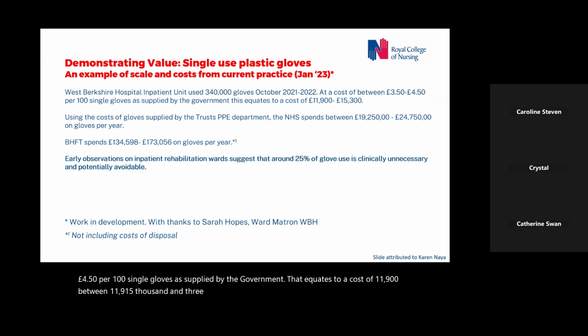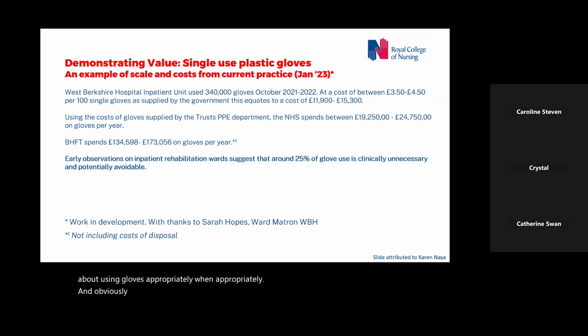£15,300. And using the cost of gloves supplied to the Trust's PPE department, the NHS spends between, what is that, millions? I think so. I'm not very good when the numbers get beyond 6. But you can see there's a lot of money, obviously. Now, that's not to say that we're advocating that we shouldn't be using gloves at all, but it's about using gloves appropriately, and obviously reducing waste.